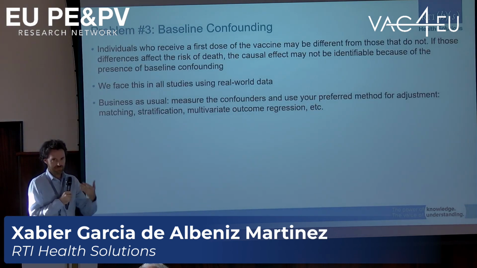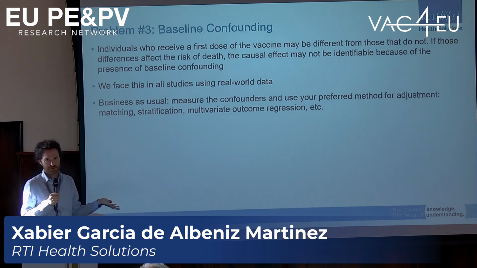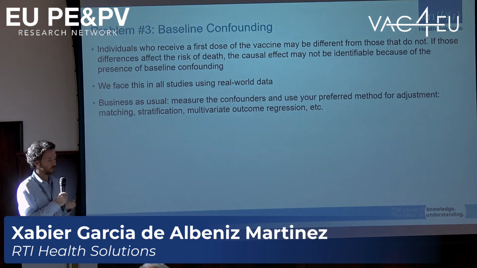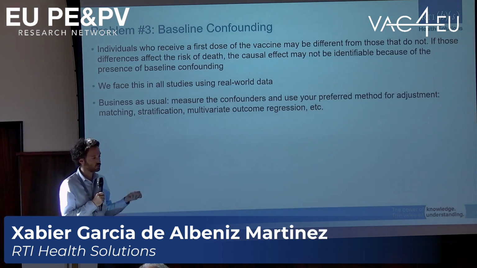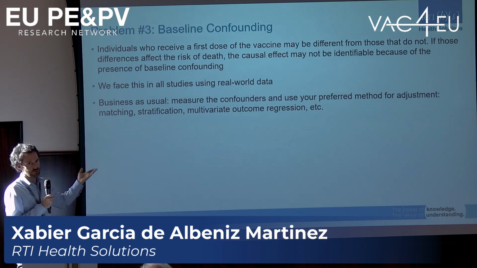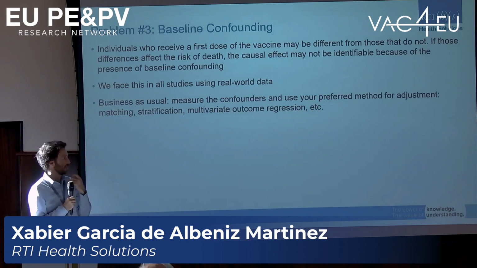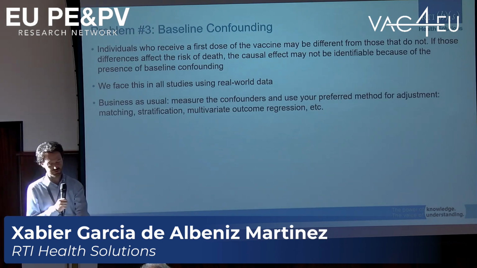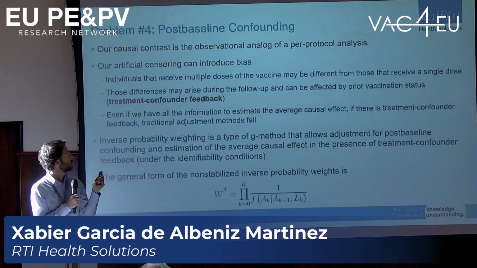Third problem, the same problem that we have in every observational study, baseline confounding. People who get the vaccine might be different from those who don't receive the vaccine, so this is business as usual. I need to characterize people appropriately at baseline, and we just had a talk about negative control outcomes. I don't need to explain this more.